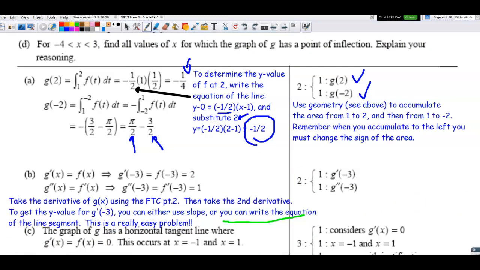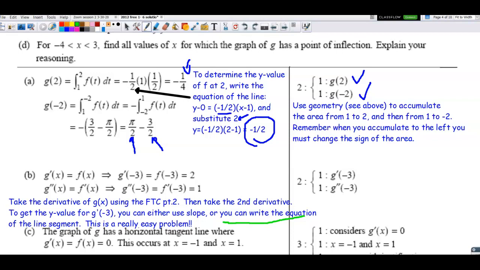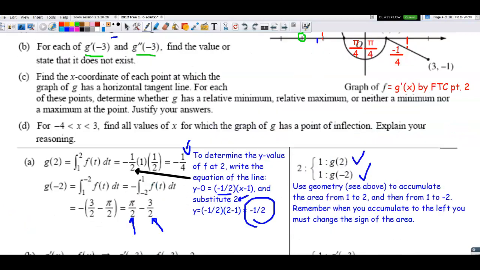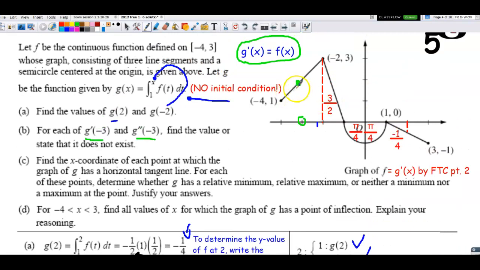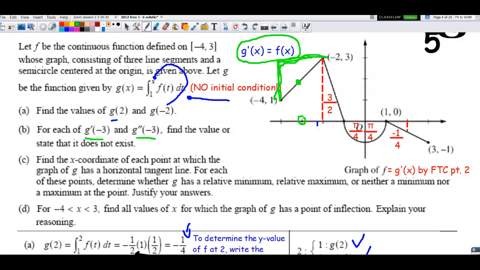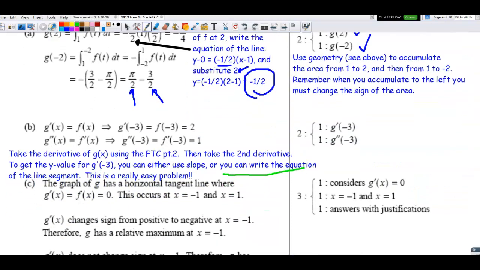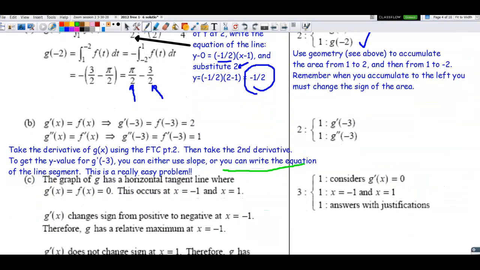And then the second derivative is really easy, because the second derivative of g is the first derivative of f, and the first derivative of f would be the slope of this segment, and you can use rise and run to get the slope. So that's an easy second derivative value. First derivative, you have to do a little bit of work. 1 point for the first derivative, 1 point for the second derivative.